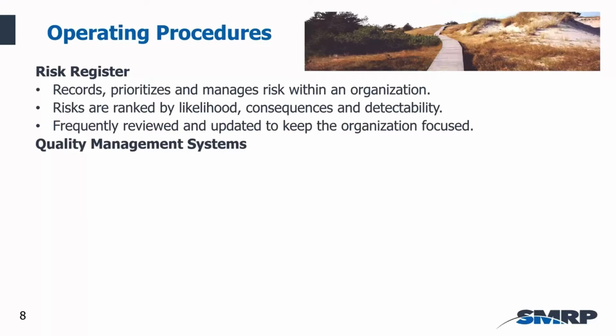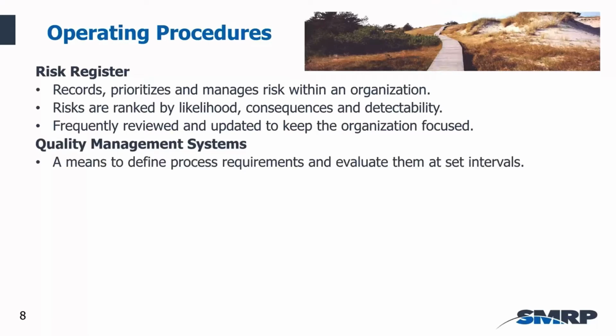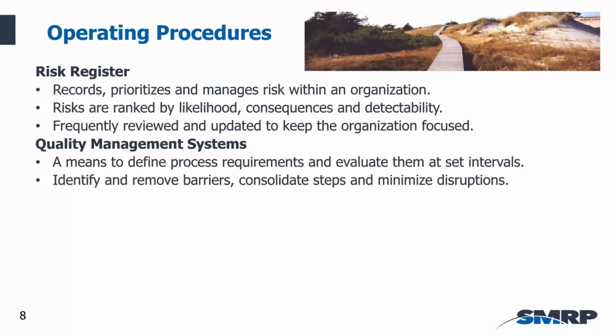Quality management systems. This is a means to define process requirements and to evaluate them at set intervals. We want to identify and remove barriers. We want to consolidate steps and minimize disruptions. Quality management systems help us to document processes and procedures, and that way they can also become a reference.